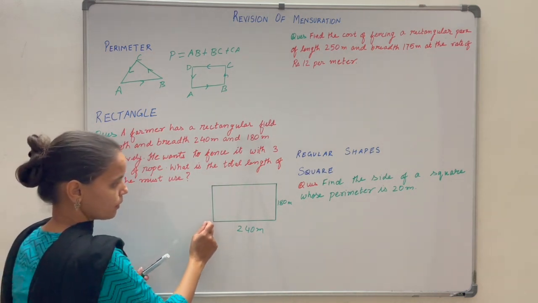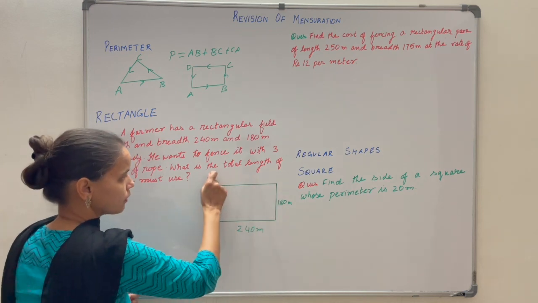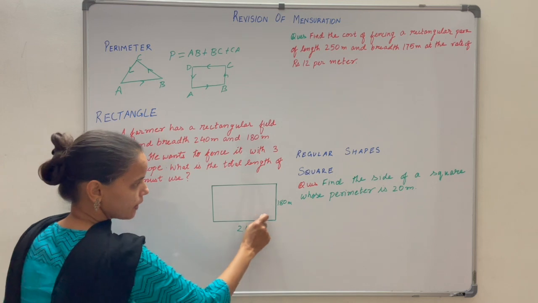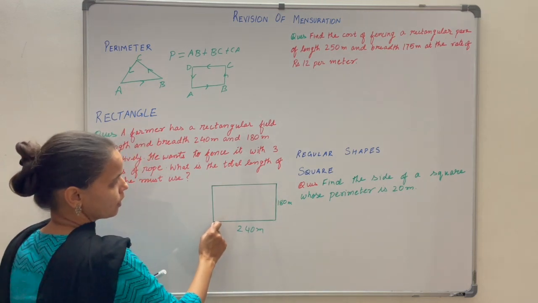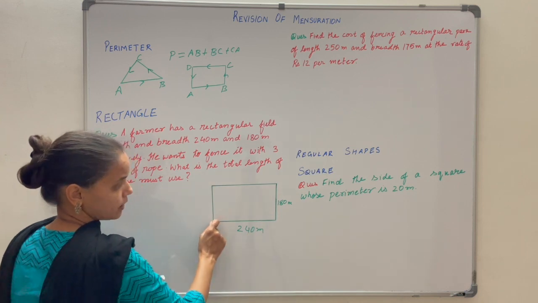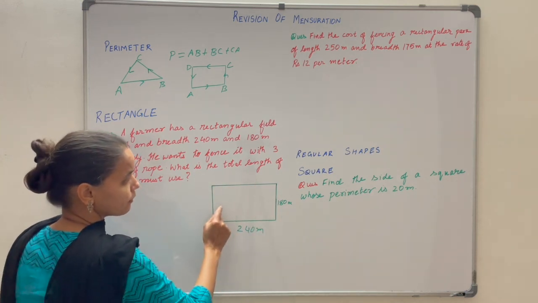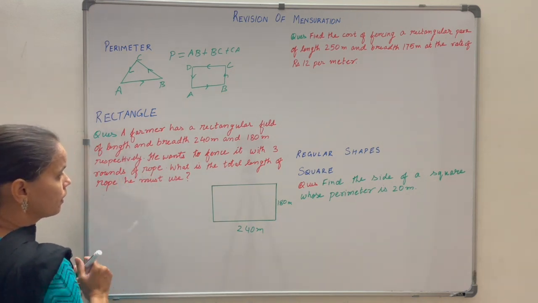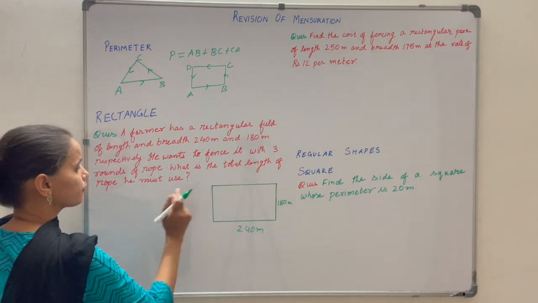So he has a rope. He will use the rope. He will tie it 1 round. Then he will tie it 2 rounds. Then he will tie the 3rd round. So what actually is he covering? He is covering the perimeter of the rectangle. How many times is he covering? 3 times, because he has to make 3 rounds of the rope to fence this rectangular field.